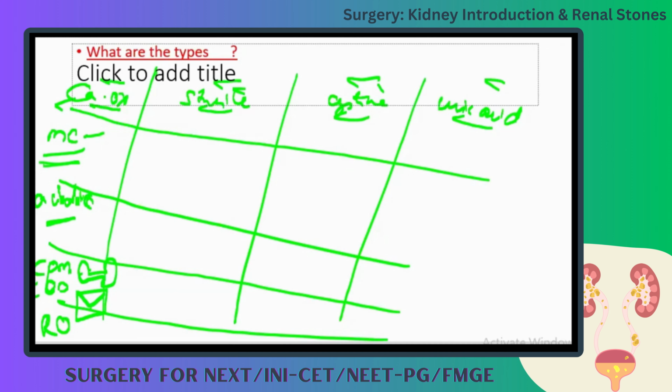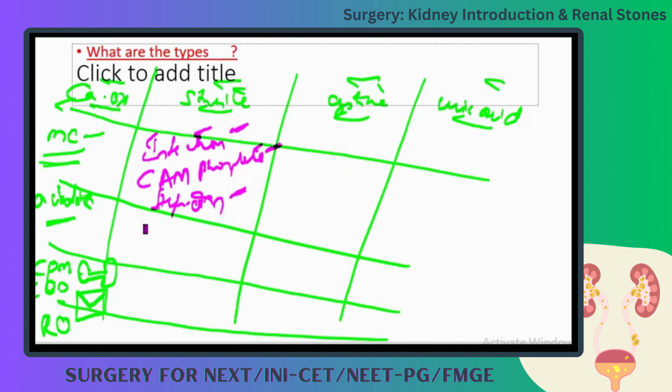That's it. So coming to struvite stone. Struvite stone, other names are important. It is also known as infection stone. It is known as calcium, ammonium, magnesium phosphate stone. It is known as staghorn stone. These are the other names. Infection stone, calcium, ammonium, magnesium phosphate stone, or staghorn stone.